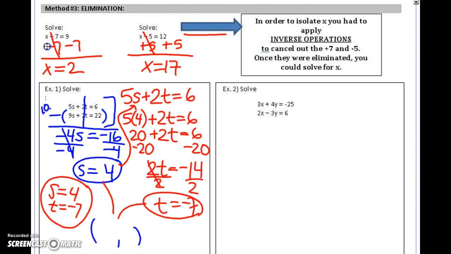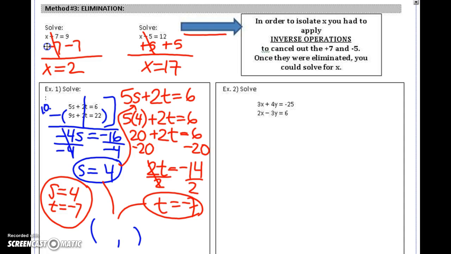Let's look at example 2. Example 2, I see 3x plus 4y equals negative 25, and 2x minus 3y equals 6. In this case, again, I don't have any variables isolated for themselves, so I don't want to use substitution. What I don't see, though, that I had in example 1 is the same amounts of y's or the same amounts of x's. So instead of just subtracting or adding the two equations together to cancel out a variable, I'm going to first have to multiply.